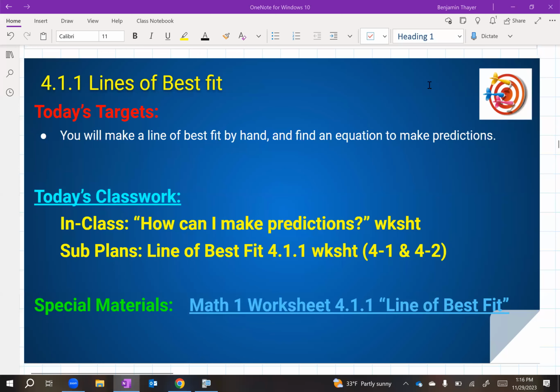Welcome, students. It's Mr. Thayer, and today we're going to be finishing up the How Can I Make Predictions worksheet and then giving you some examples and help and time to work on today's Line of Best Fit worksheet. So let's take a look.